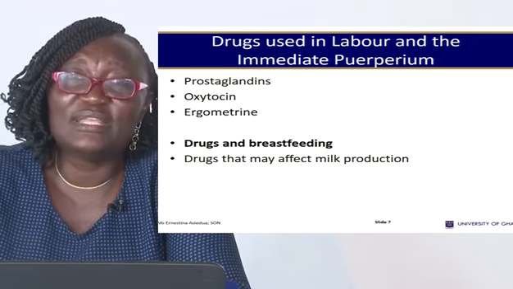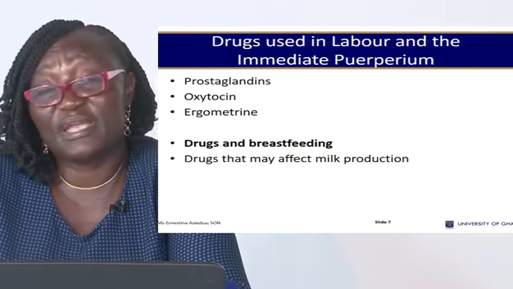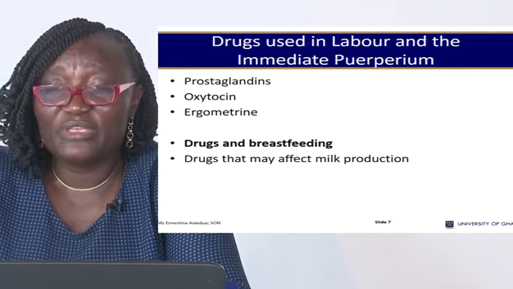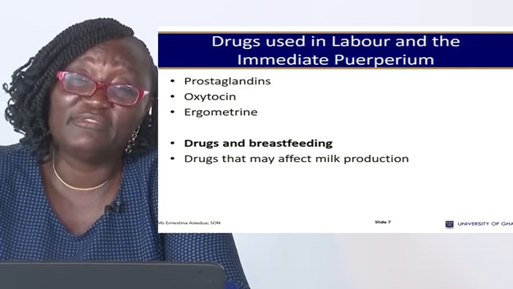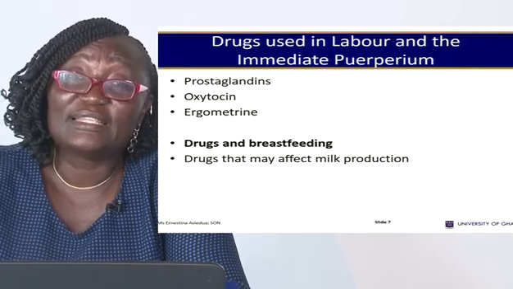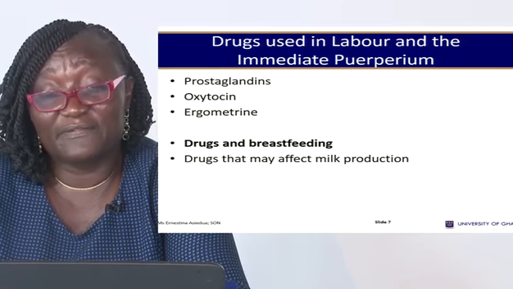These are also drugs used in labor. In labor, basically, we need prostaglandins, we need oxytocins, and then the ergometrines. We also look at drugs and breastfeeding. There are drugs that may affect milk production, and there are some that will suppress milk production. So if you are giving any drug during the puerperium, we are careful of these effects. We want to find out, can it be passed on through the milk? Will it have any effect on the baby?